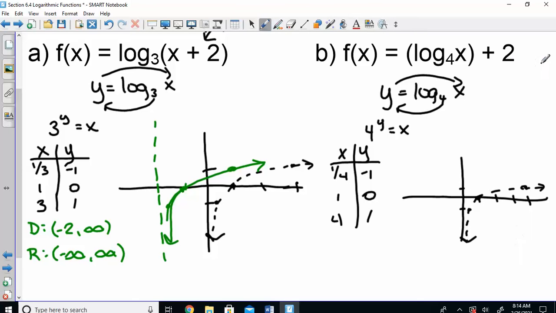Alright, what's my transformation this time? Will my asymptote move? No. It's at 0, moving up or down does not change that. What's the domain here? Range?